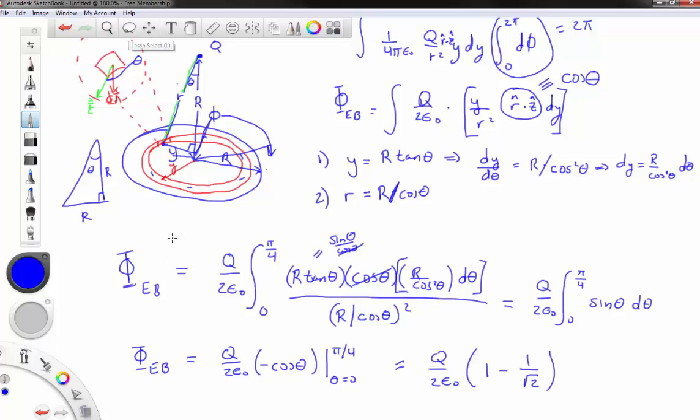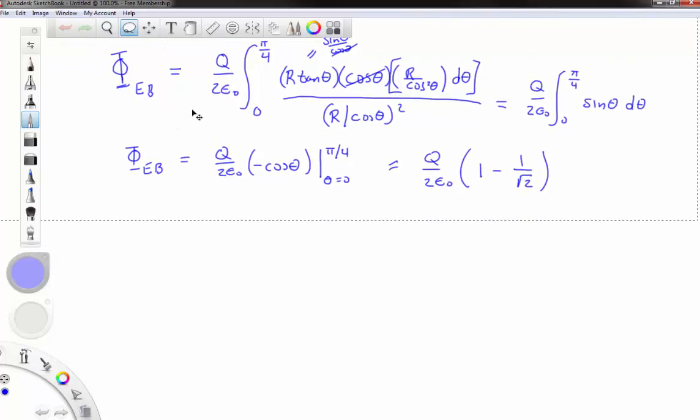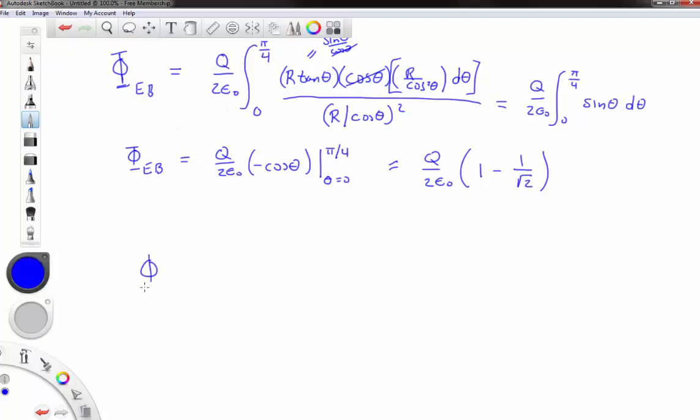Now, recall that the goal was in fact to find the flux through the sides of the cone. So therefore what we have is that phi E through the sides of the cone, or the wall of the cone, whatever you want to call it, is the total flux minus the flux from the base. And that is going to be, total flux is charge enclosed over epsilon naught. So it's that minus q over 2 epsilon naught times 1 minus 1 over square root of 2. So what does this give us?